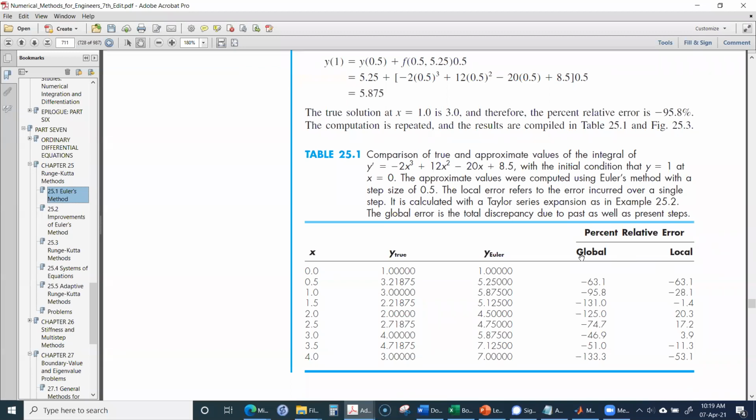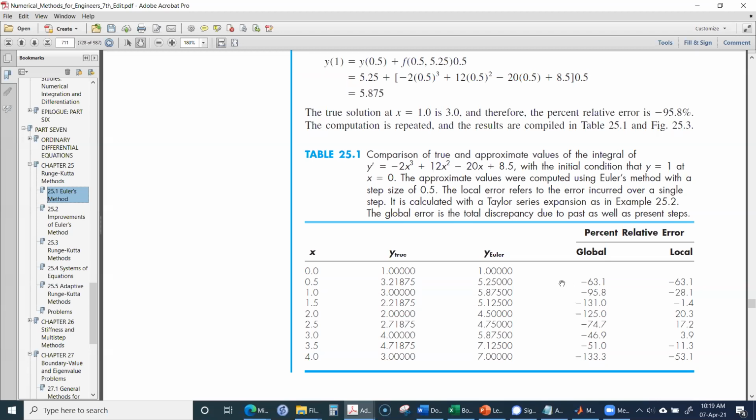But the global error means the error of not only the current step, but also the cumulative errors of the previous steps. In this case, you can see that the global error first increased up to the third point, then it started decreasing, and then it increased again. It is because in some cases the errors are positive, and in some cases the errors are negative. So when we add them together, the global errors will fluctuate.